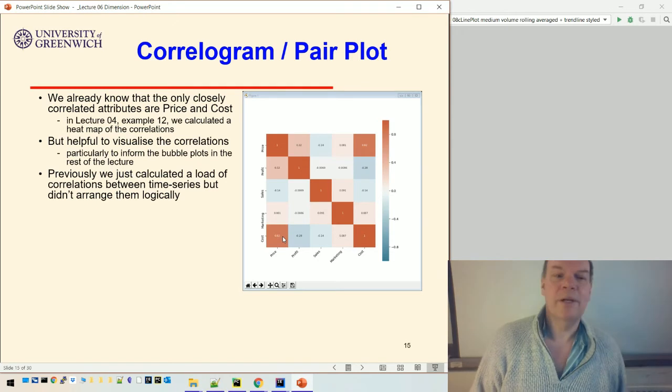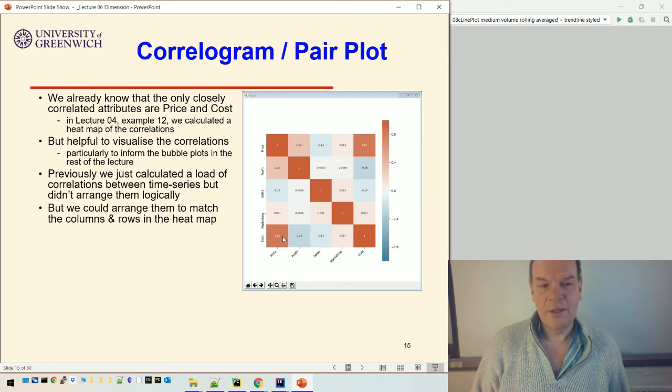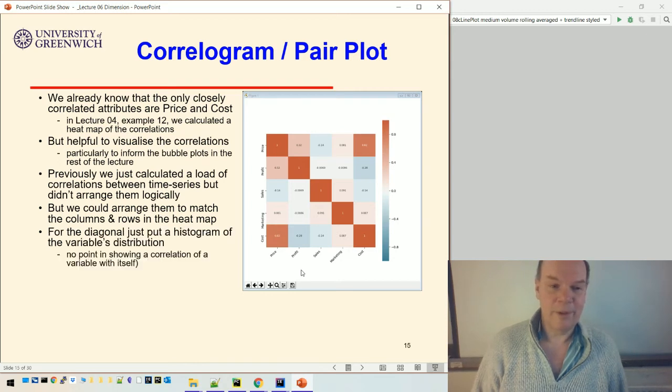Previously, when we calculated correlations between time series, we just picked pairs and drew them one after the other. But in a correlogram, we can arrange the scatter plots that show correlations to match the columns and rows in the heat map. If you imagine each square here, obviously we can't do this if there are too many squares, but we've got a grid of, sorry, 5 by 5, which is 25 squares. We could match each one of these squares with a little scatter plot in a pair plot.